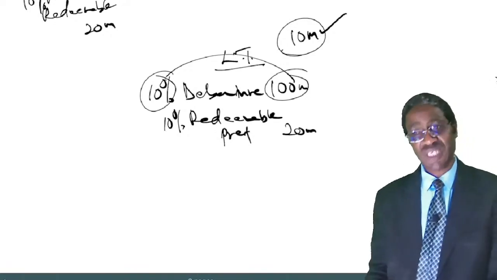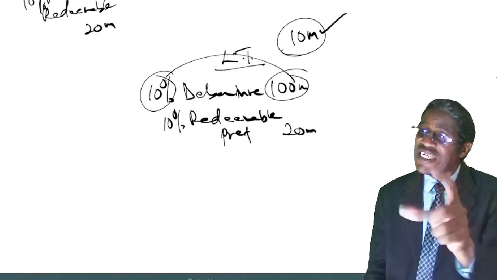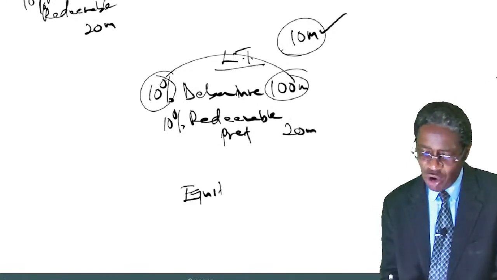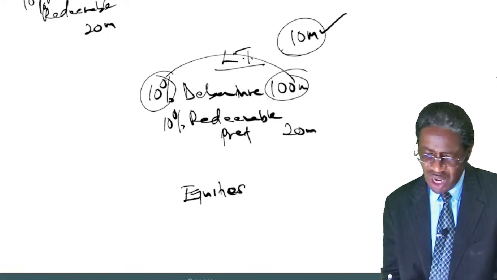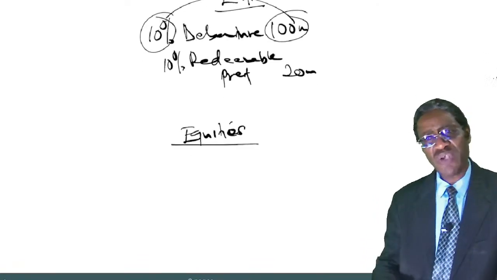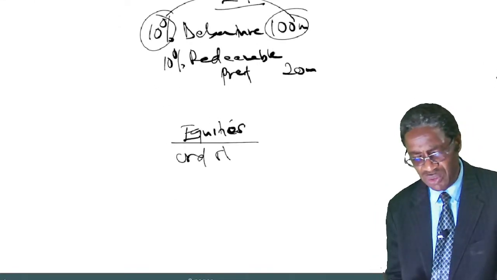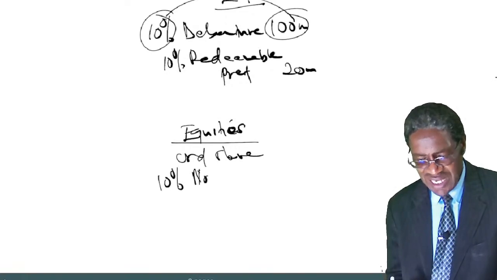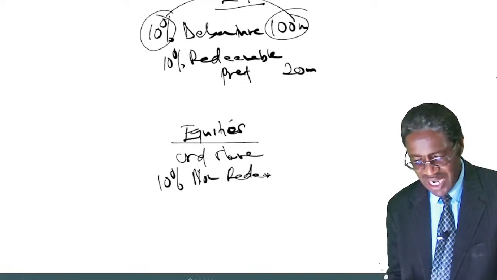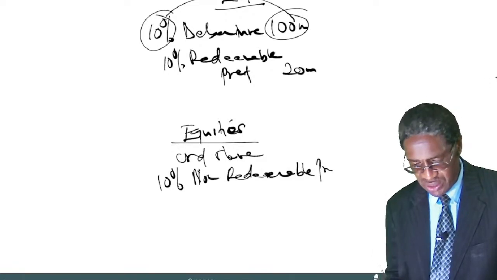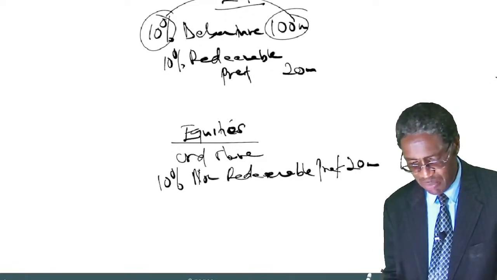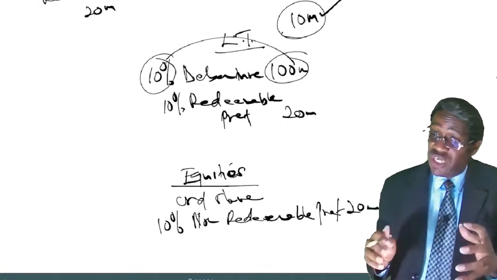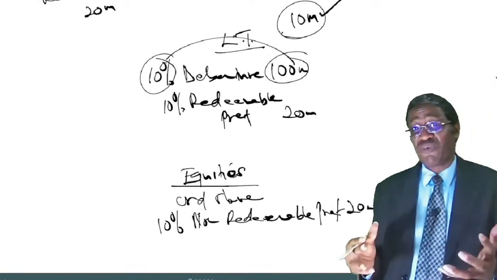which is worth how much? 20 million. The other point, for the non-redeemable preference shares, you now take them to the balance sheet as a component of equity. So among the equities there, where you normally have ordinary share capital, it is there that you now take the 10% non-redeemable preference shares worth 20 million. Get the point now?